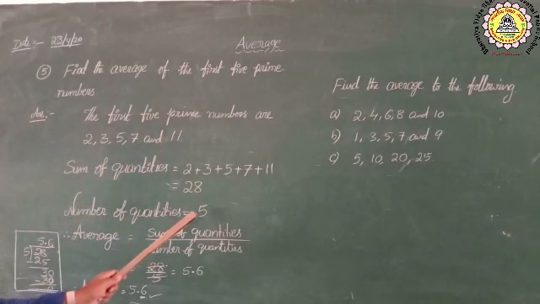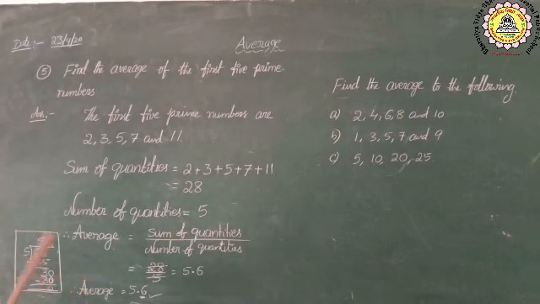5 numbers are here. So therefore number of quantities is equal to 5. Now write a formula. Therefore average is equal to sum of quantities by number of quantities. That is equal to 28 by 5. That means 28 divided by 5.